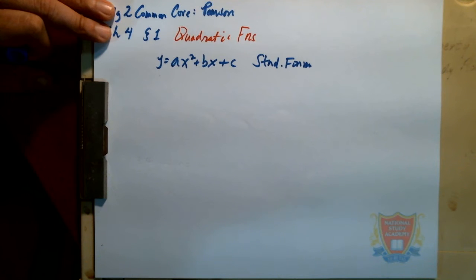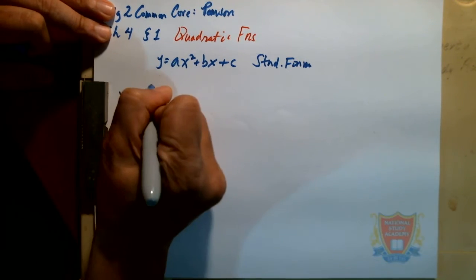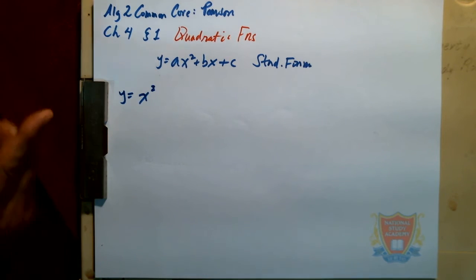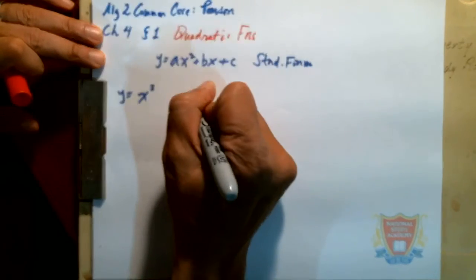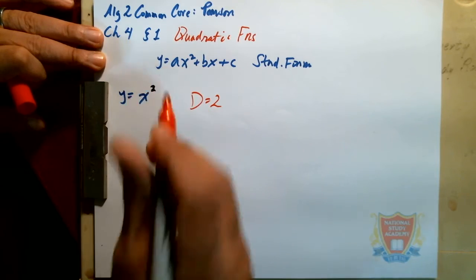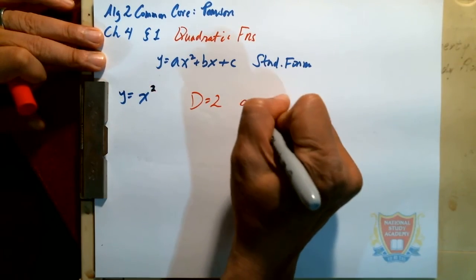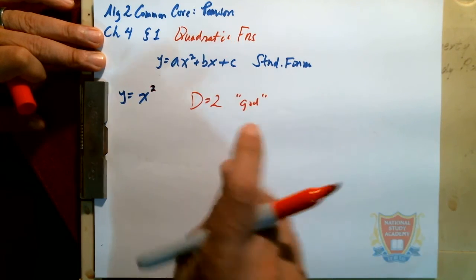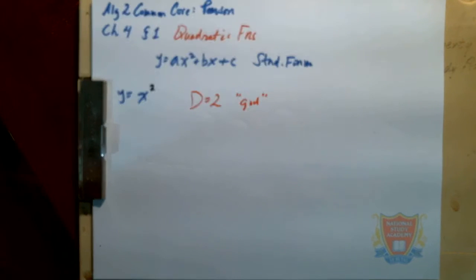Let's just start off with some basic one. y is equal to x squared. Notice that the highest power, which we call the degree, is 2. Where does the degree come from? It comes from this power right there. The highest power is, I call it, little God, because it's the highest power. If the degree is 3, then it's x cubed. Got it? So the degree is 2, and that's the highest power.